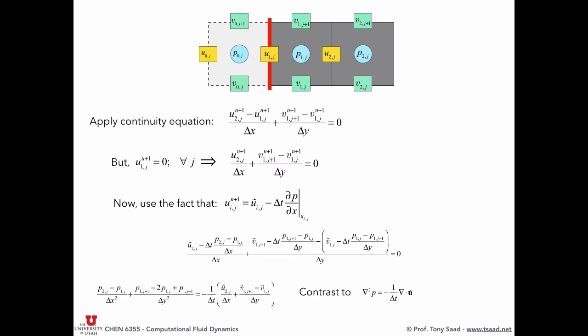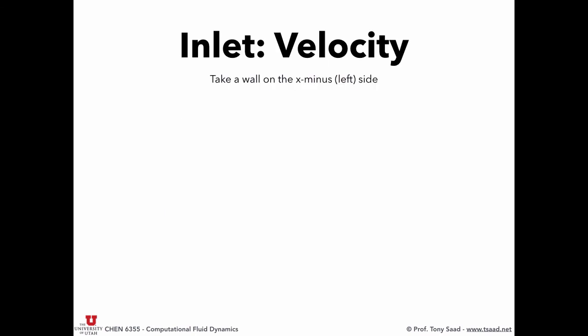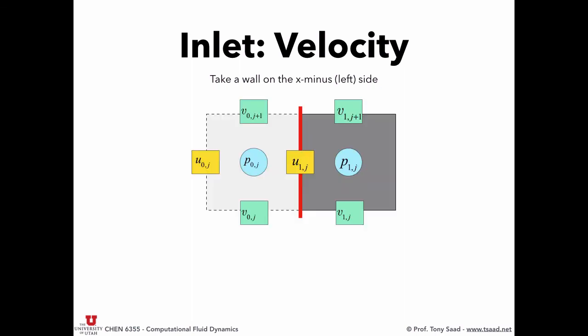Okay, let's do an inlet next. So we're going to take the x minus side just for simplicity. These same procedures you should be able to apply at a plus x, minus y, or plus y side. Okay? So again, for an inlet velocity on the minus side, typically the specification is that the normal velocity is given, you're given a value for the normal velocity, right? So you can directly specify this at the boundary, which is great. You can directly specify u.